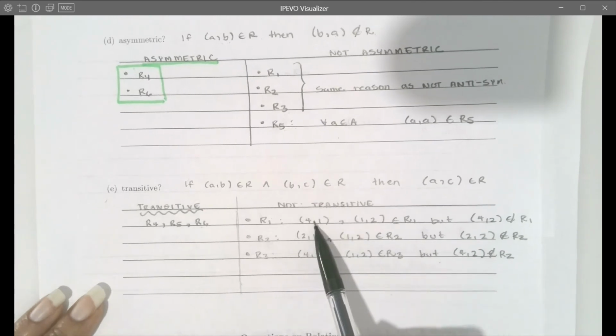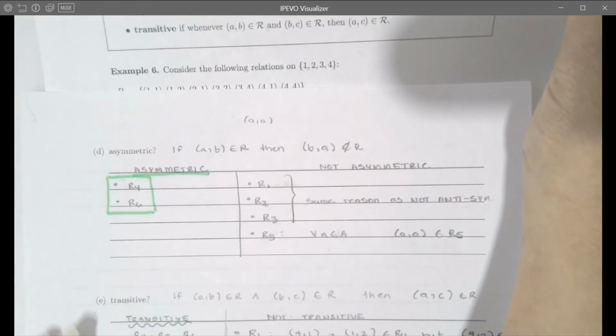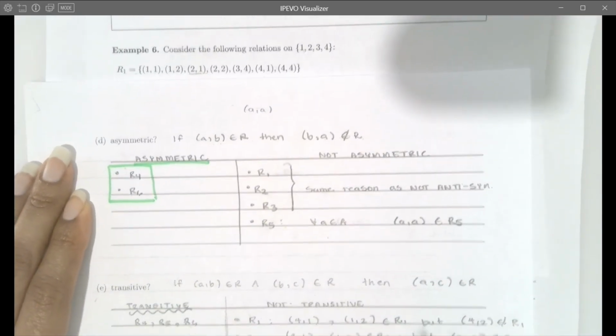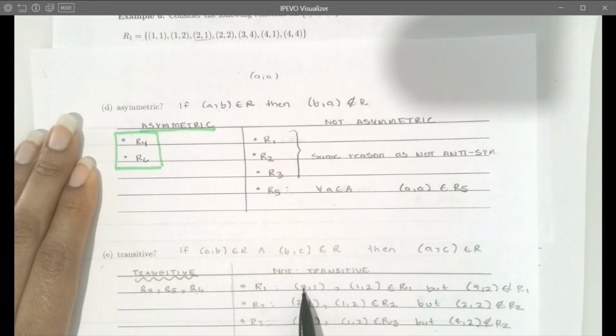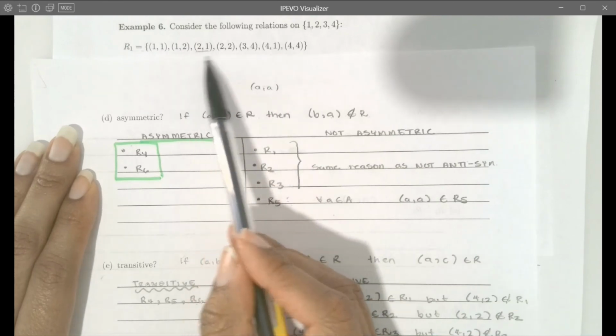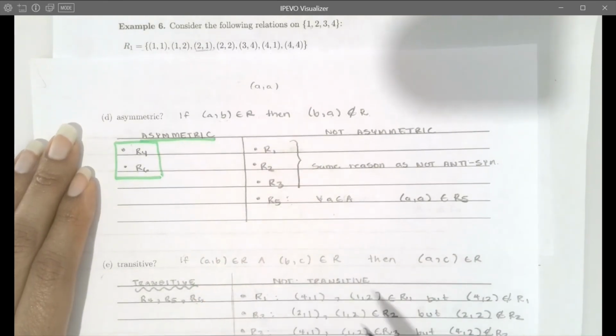So R1 is not transitive because (4, 1) and (1, 2) are part of R1. So again, here's R1. But if you take a look, that means that there should be an ordered pair that maps 4 to 2. Okay, and (4, 2) is not found in R1. So that makes it not transitive.